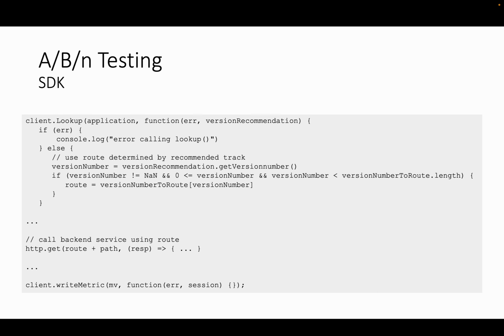When we say that Iter8 provides a simple SDK, what do we mean? Here's what it looks like for a front-end component implemented in Node.js. Calls to the routing API lookup take a reference to the back end and to the user session and return a version number, the same version number for the same user session. This is used to look up a route which is then used to make calls to the back end. The metrics collection API write metric is then used when the user session is complete to write any computed metrics to the metrics database.